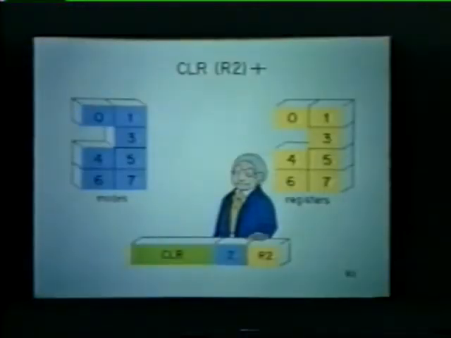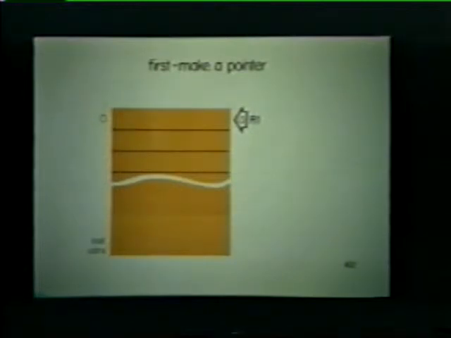If we want an efficient program, the instruction must be combined with the addressing mode that will give it the most power. Here, a clear instruction is used with the auto-increment addressing mode. We'll get back to this instruction in a moment. The first step in clearing out the entire memory is to make a pointer. R1 is loaded with a 0 so that it points to the very first location in memory.